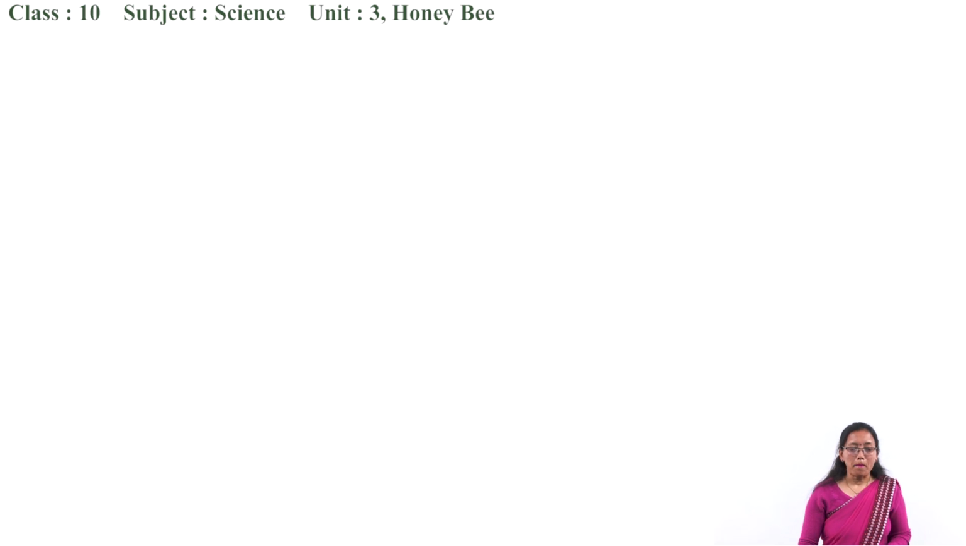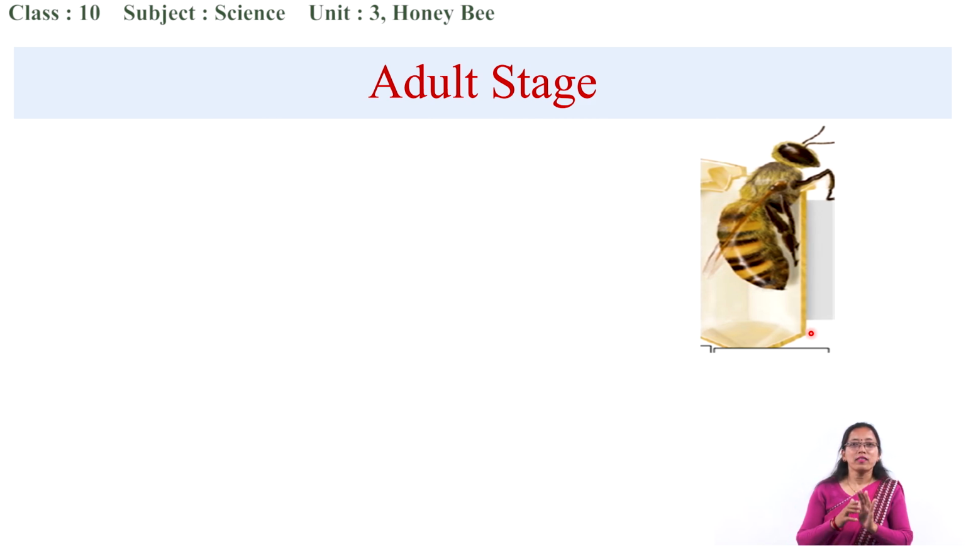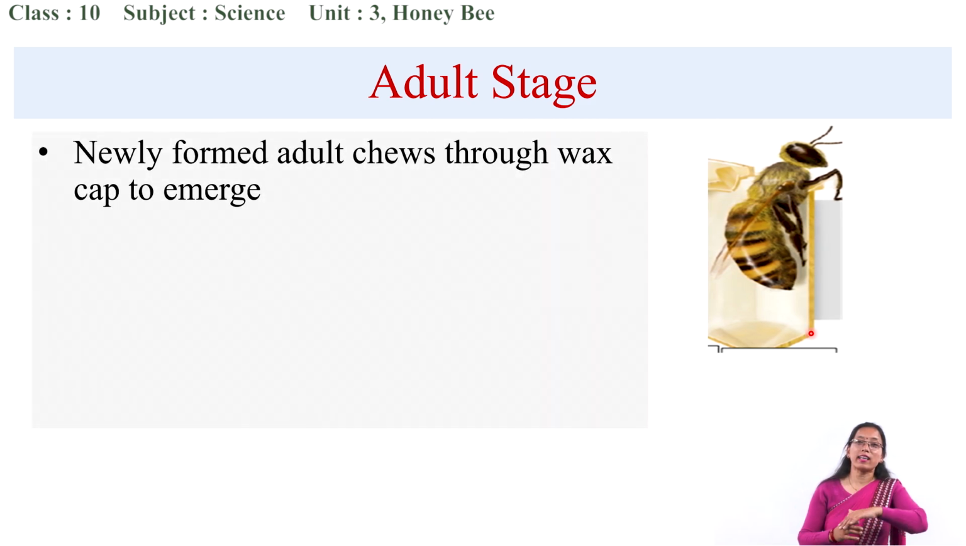Next, adult stage. Next stage is adult stage. After pupa stage, it turns to adult stage. In the adult stage, we can see different structures. Just like in the previous class, we have discussed the external structure of honeybee. All the structures we can see in the adult bee.